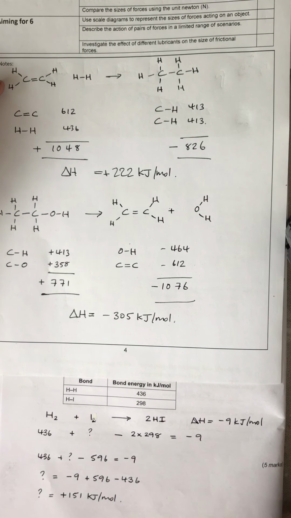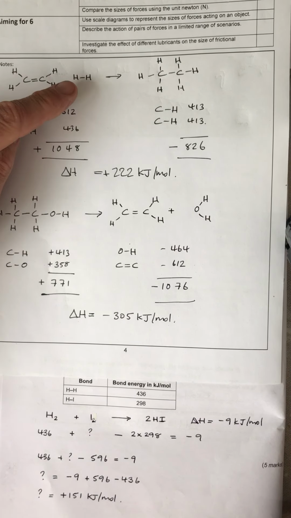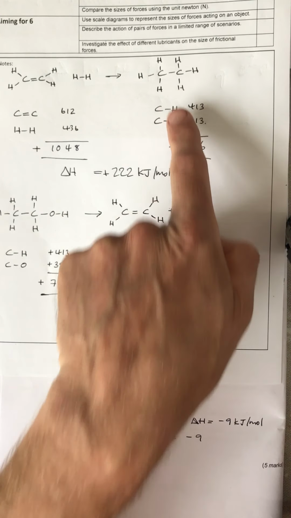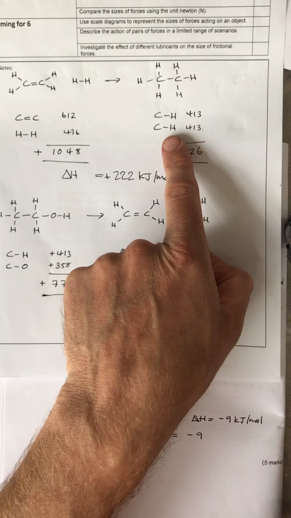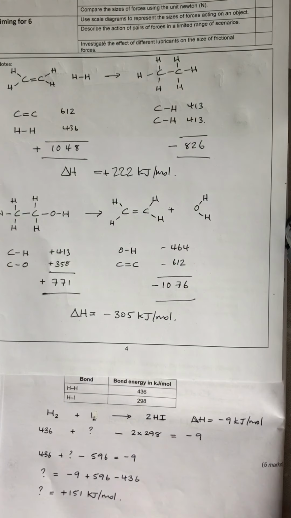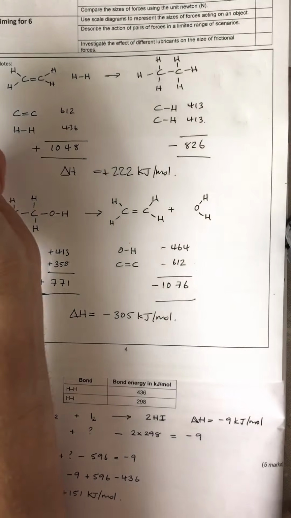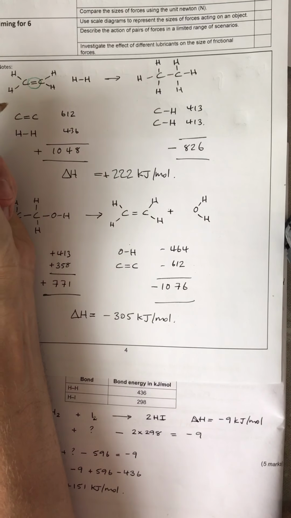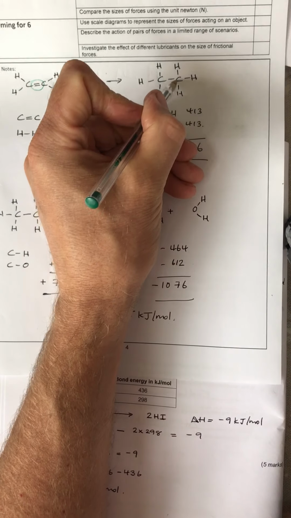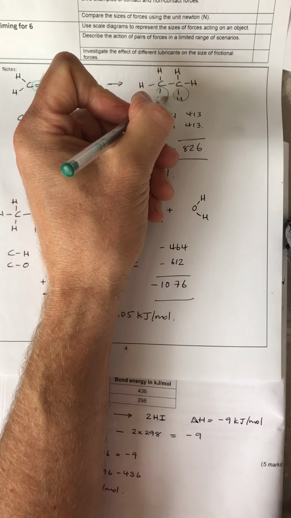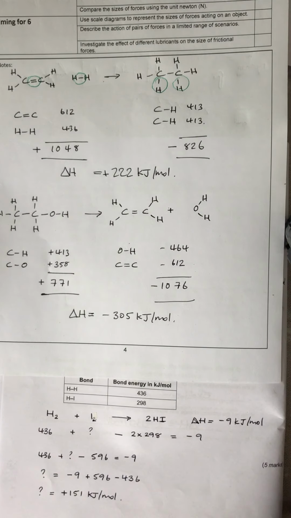So this is how we draw ethene reacting with hydrogen to make ethane. And we are breaking a carbon-carbon double bond and a hydrogen-hydrogen bond. And we are forming two new carbon-hydrogen bonds. So if we want to see where these are, that bond is going to be broken. That bond is going to be broken. And the two new bonds that are formed are here and here. Okay. So we put the values in. It gives us an endothermic reaction, 222 kilojoules per mole.